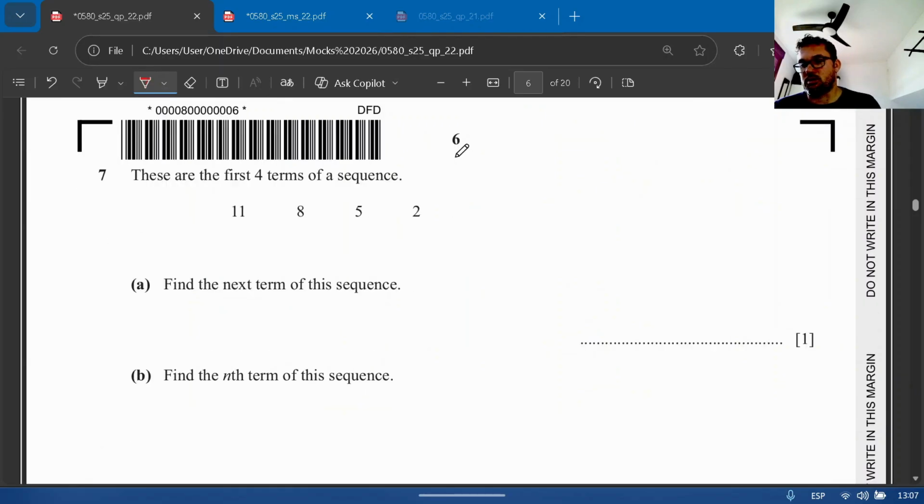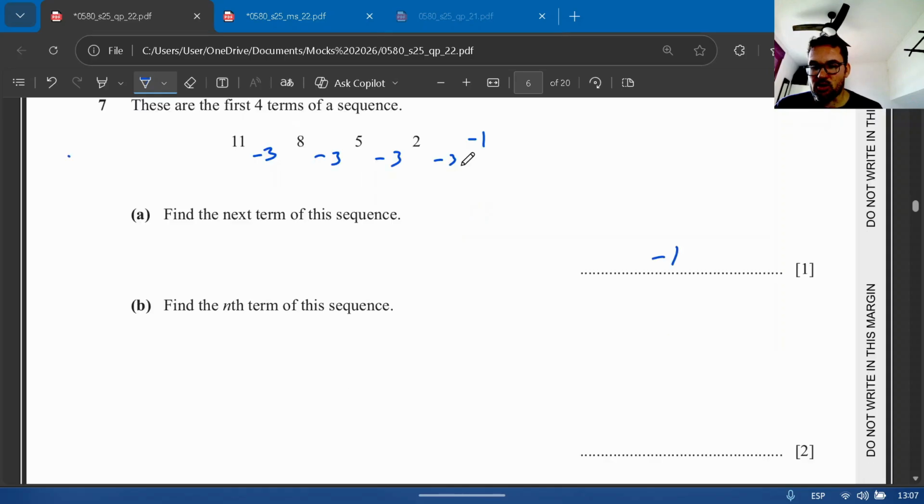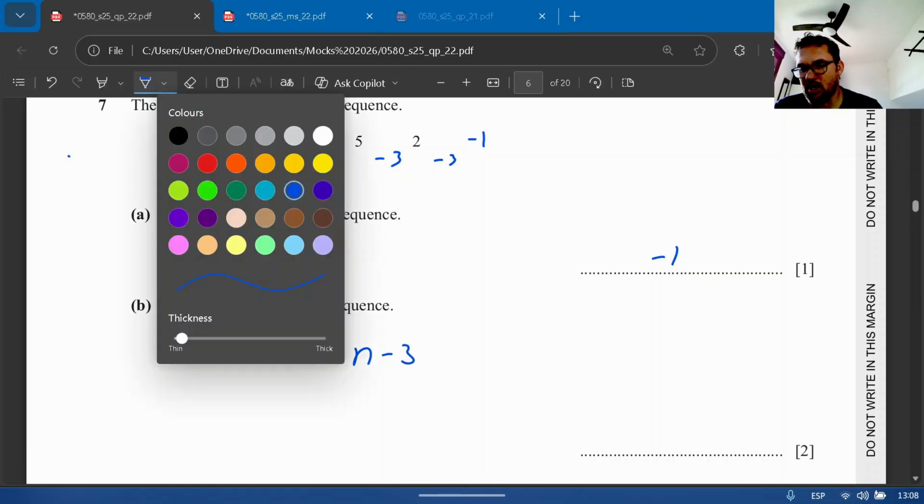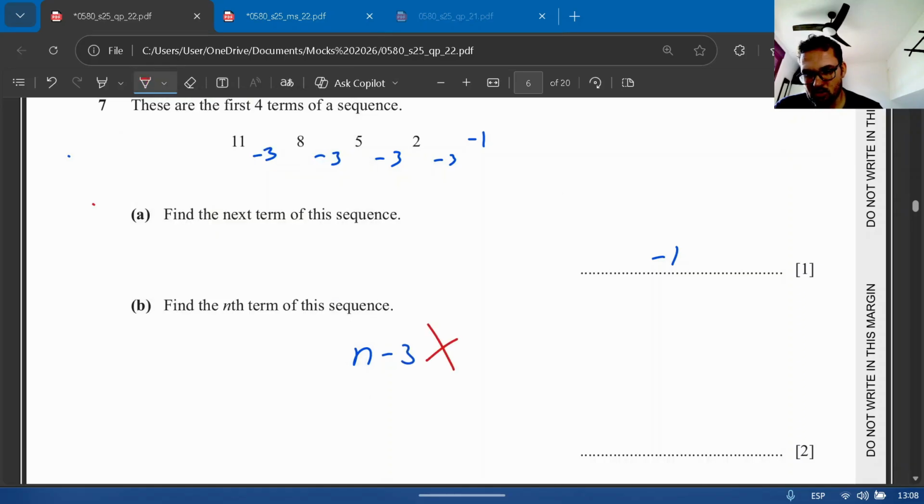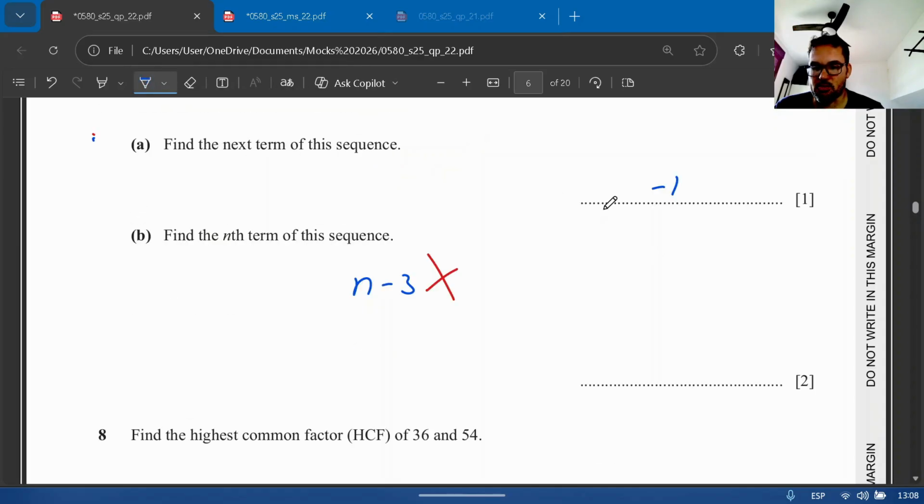All right, question 7. These are 4 term sequences. Immediately we try to see what's the term-to-term rule. And we see that here we are subtracting 3 to find the next term in the sequence. 2 minus 3 will be minus 1. Okay. The nth term is not n minus 3. That is the biggest mistake. Don't do that. Okay, the minus 3 is like the minus 3 times table.